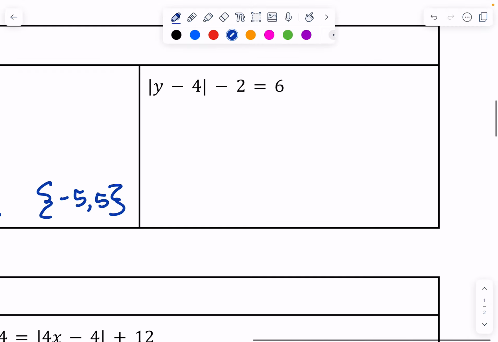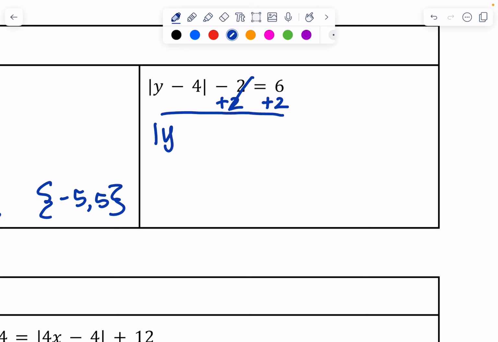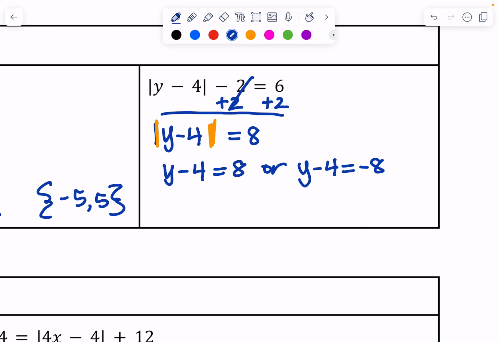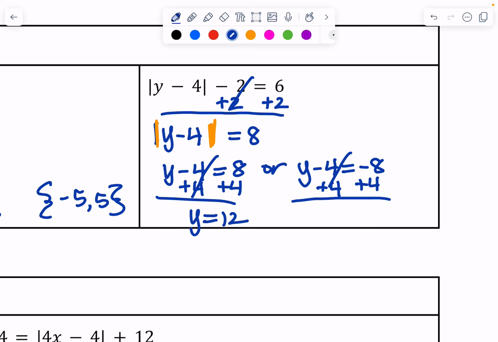All right, last one for this section, I'm going to add 2 to both sides. And I get the absolute value of y minus 4 is equal to 8. So that means the distance that y minus 4 is from 0 is 8. So we're going to have y minus 4 equals 8, or y minus 4 is equal to negative 8. So if I add 4, I get y equals 12. And over here, if I add 4, you would think it'd be negative 12, but it is negative 4. So for this one, the solution set would be negative 4 and 12.